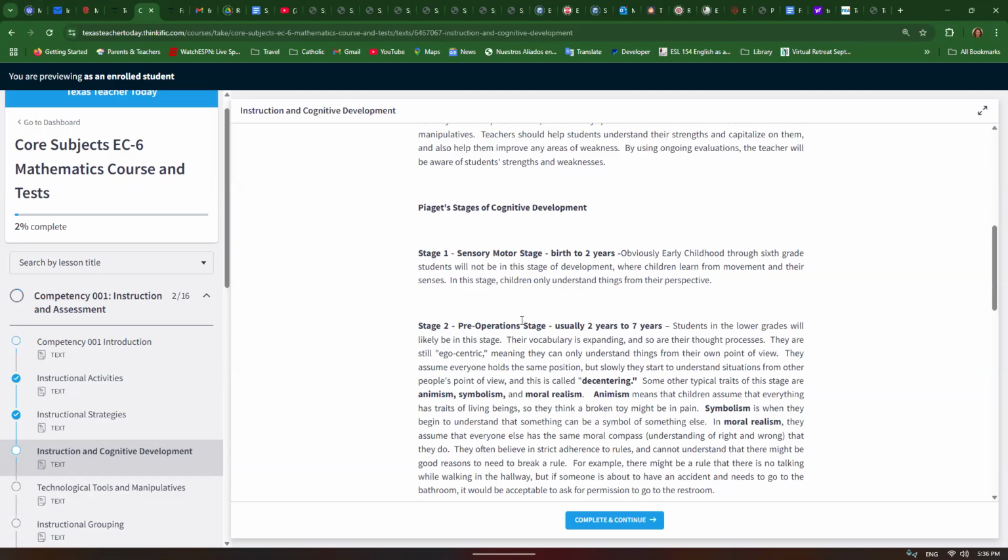Then we have the pre-operation stage. Usually they're 2 to 7 years old. They're very egocentric. That means they're basically self-centered. They can only think of things from their perspective, but they are slowly starting to decenter to be able to think of things from other people's point of view. They also show traits of animism, symbolism, and moral realism.